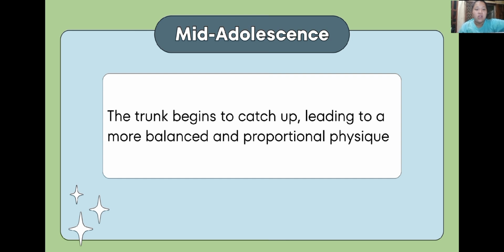Next is mid-adolescence. The trunk begins to catch up, leading to a more balanced and proportional physique. So sa mid-adolescence, as time passed, mas murag mubagay na ang iyang legs and arms together with sa iyang body. If you imagine from having a lanky proportion, then as time passed, mo change ang iyang lawas sa isa ka tao which murag makakita siya og mubagay ang iyang body parts. Like, mas mabalance ang iyang arms ug ang iyang legs together with sa iyang body proportion.